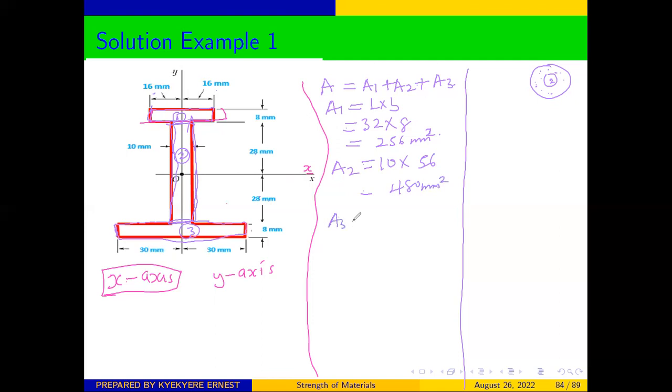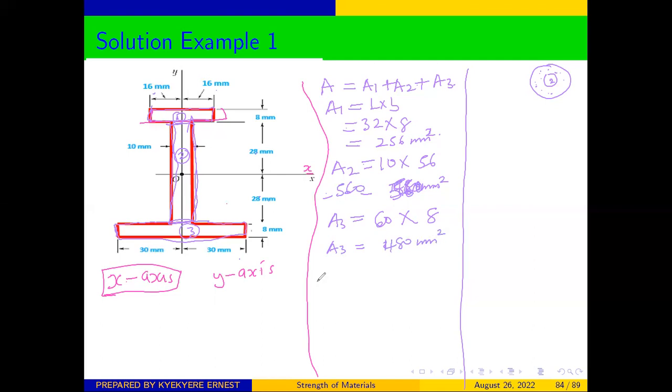Then we can determine the area for the third section. The length is 30 plus 30, which is 60. It is also a rectangle, so length and breadth, and the width is 8. From there, area 3 is going to be 60 times 8, which is 480 millimeters squared. Sorry, the 56 times 10 is supposed to be 560. Sorry for that, it's supposed to be 560.